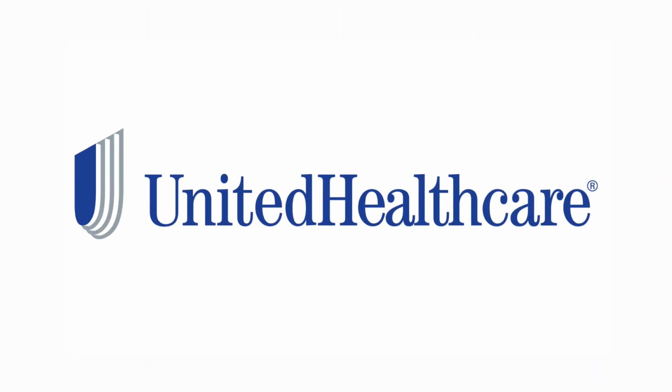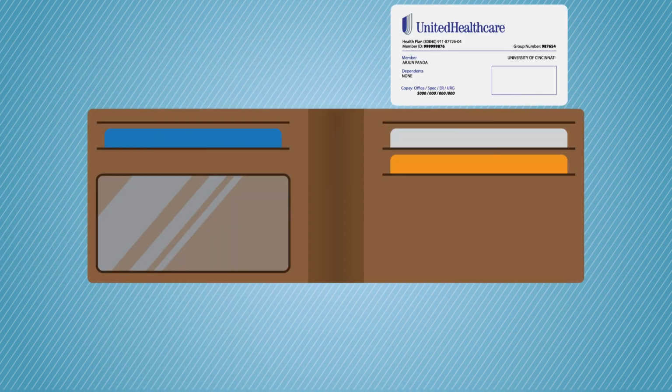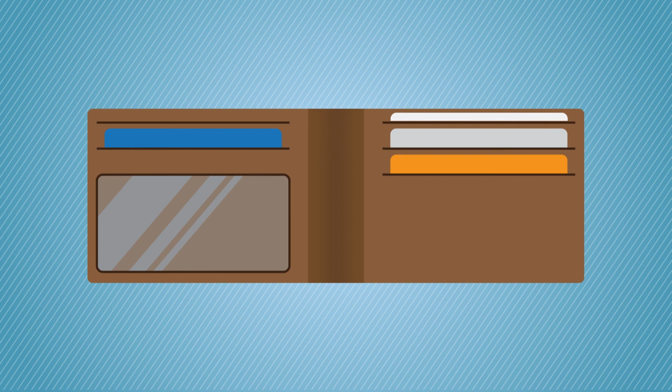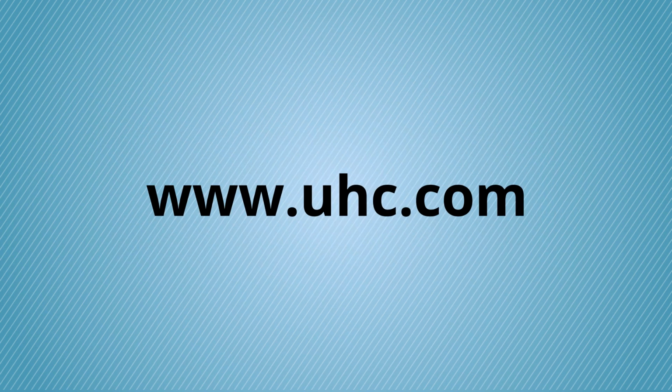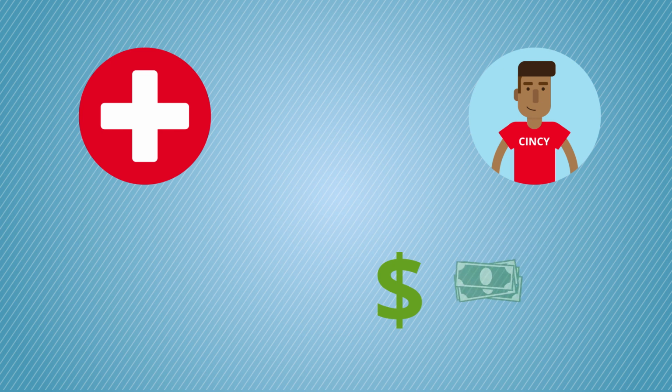UnitedHealthcare is the provider of student insurance plans at UC. You can print your insurance card using Catalyst. We recommend that you carry it with you at all times. You can visit the UnitedHealthcare website to search for providers. While your insurance plan will cover a majority of expenses, you should still expect to pay part of your medical care.